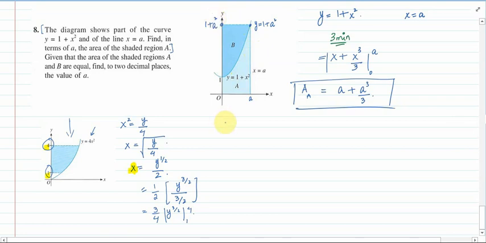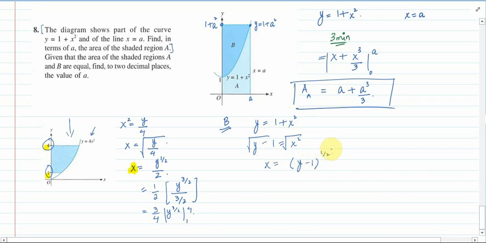So for region B, we have y equals 1 plus x square. Firstly we need to make x the subject, right? So it will be y minus 1 equals x square, applying root on both sides. So x equals y minus 1 to the power 1 divided by 2.